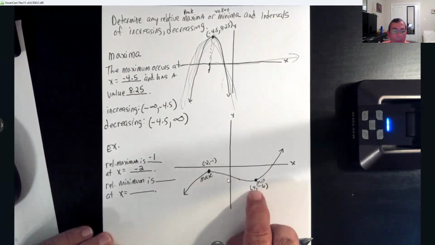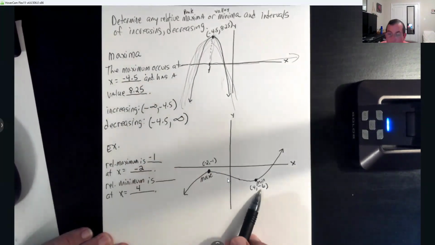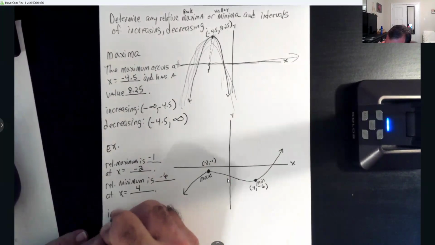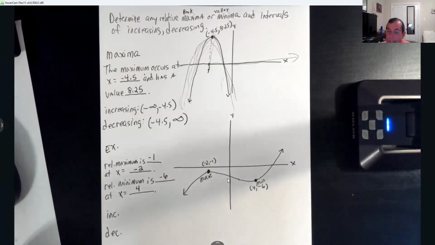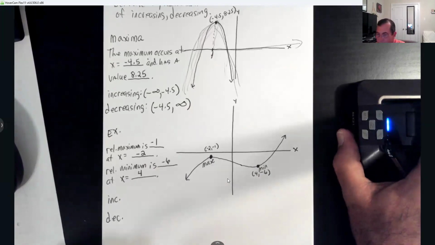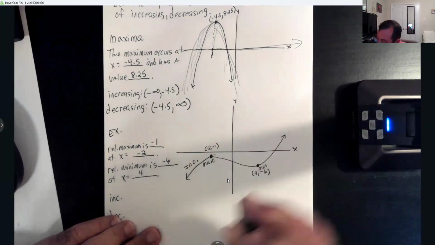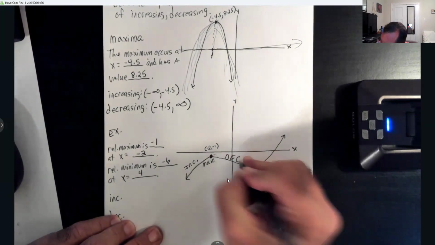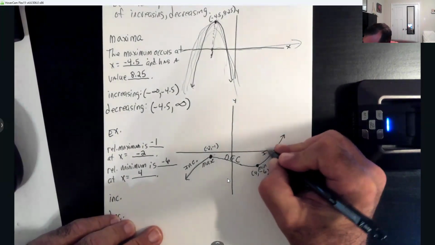All right, here's my minimum. So it happened that the x equals 4. So at x equals 4, the minimum value was a -6. All right, y'all, then we had increasing and decreasing. Well, look here. This first little section right here, this is increasing. This section going downhill is decreasing. But y'all look at this. This last section is increasing.